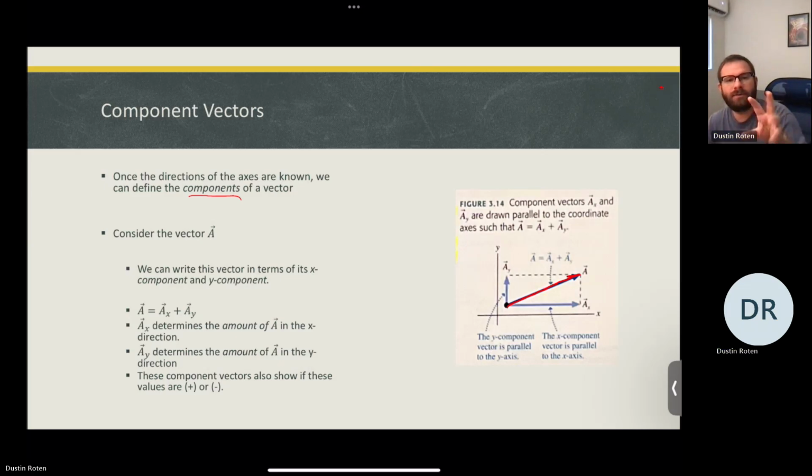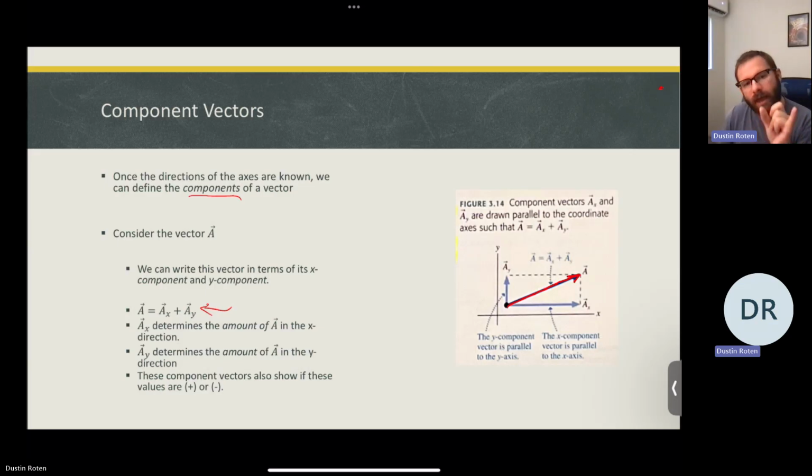So we can actually decompose this vector into its components. This is vector decomposition. So we can actually write vector A as the sum of two separate vectors. Okay, so you can see that here. And the idea is that AX is just the vector responsible for showing us how much of A is in the X direction. And then AY is the vector responsible for showing us how much is in the Y direction.